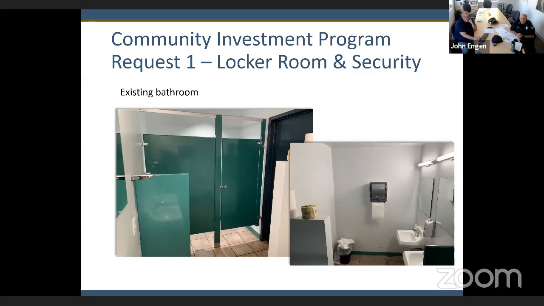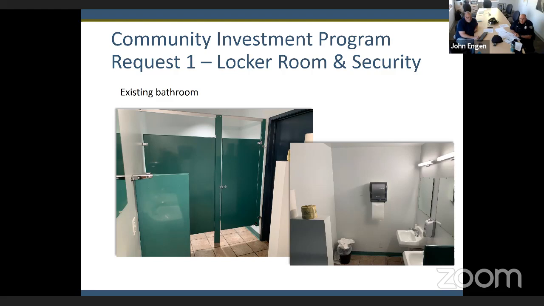The community investment program is for locker rooms and security at the Catlin facility. So I first want to talk about what is proposed to be the shower room. When the facility was remodeled before the police department took occupancy, there is this one bathroom that wasn't a part of that initial remodel. This is still the original with some new paint. So it is a small room, and there is restroom facilities and sinks in there. There is zero shower facilities at the Catlin facility.